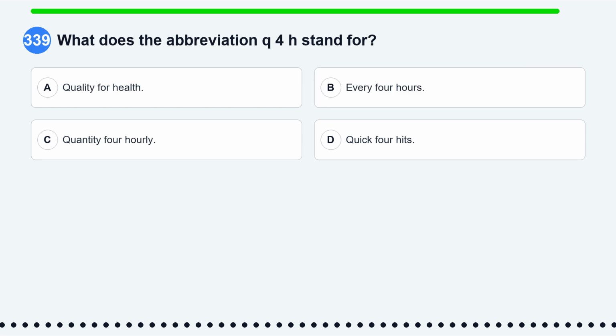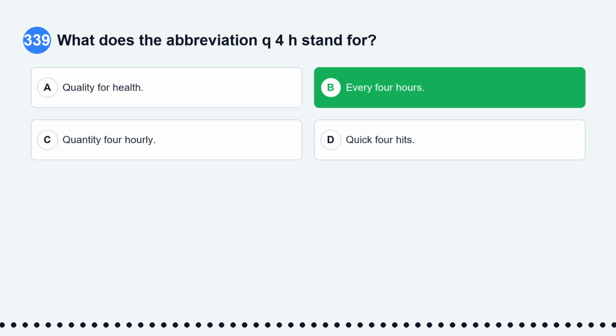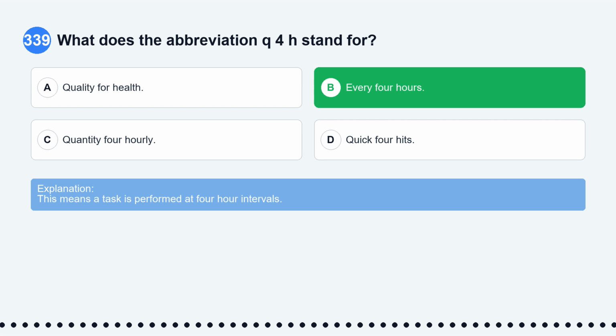Question 339. What does the abbreviation Q4H stand for? Option A, quality for health. Option B, every 4 hours. Option C, quantity for hourly. Option D, quick 4 hits. The correct answer is option B, every 4 hours. This means a task is performed at 4-hour intervals.